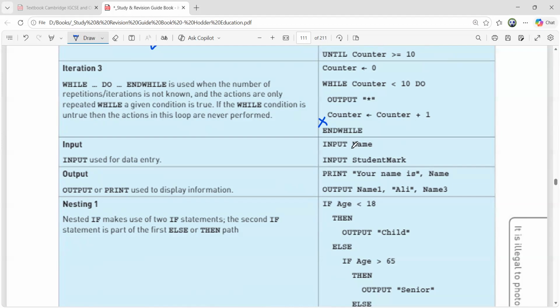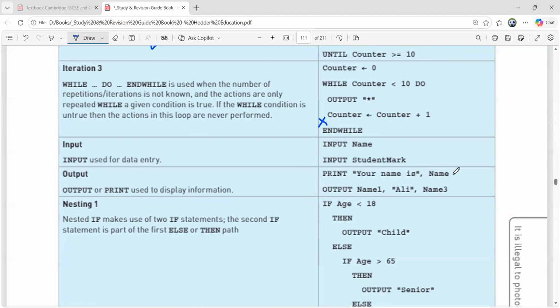Although we don't use it quite often, just be very clear: read and input are the same, doing the same task. They are there to take the input, or for data entry. Then we have input student mark. And one more thing is we can take multiple inputs by using a comma in between. Output is done through print or output, and this is how you print.